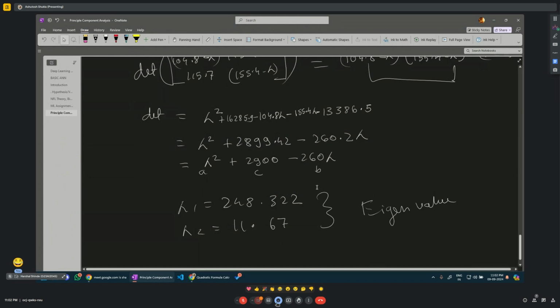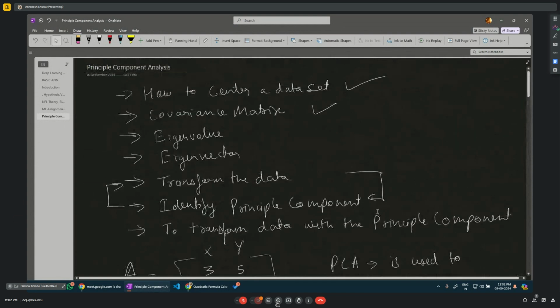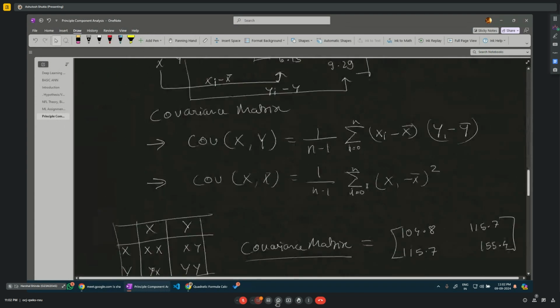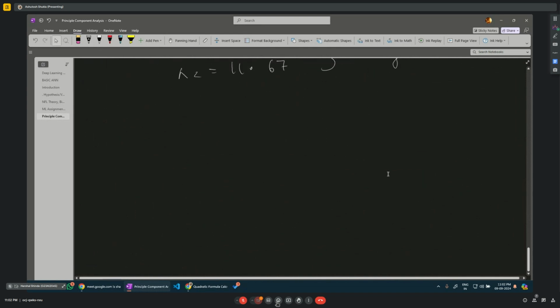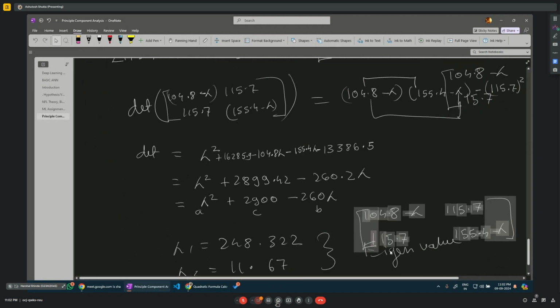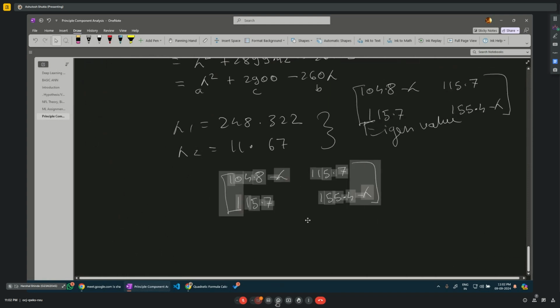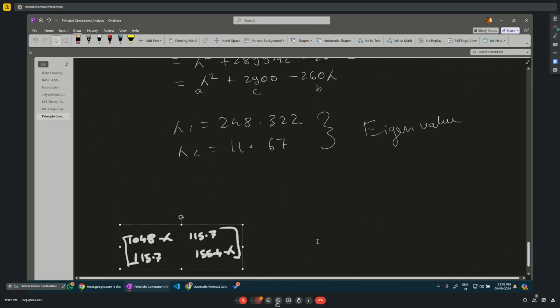Anyway, so these are the eigenvalues. Now that means we are done with one more step. That's this one. Now we have to find the eigenvector. So for the eigenvector, we have to take this matrix over here. So let's copy this matrix and paste it over here. I'll bring it further down. So now let's do the eigenvector.